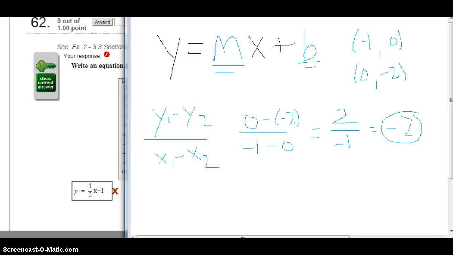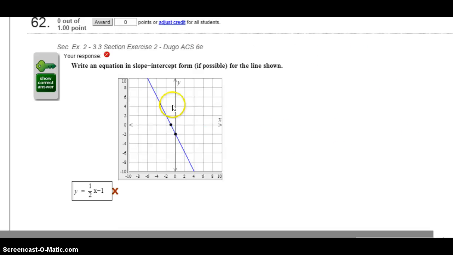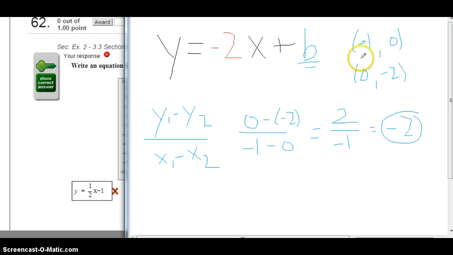So we're halfway there. We got one of our values. Instead of an m, we're going to write negative 2x. And now we need to figure out what b is. To figure that out, you just plug either one of these points into the equation to see what b would have to be. Or, b is going to be the y-intercept. So where does this cross the y-axis? Negative 2. So b should come out to negative 2, and let's check that.